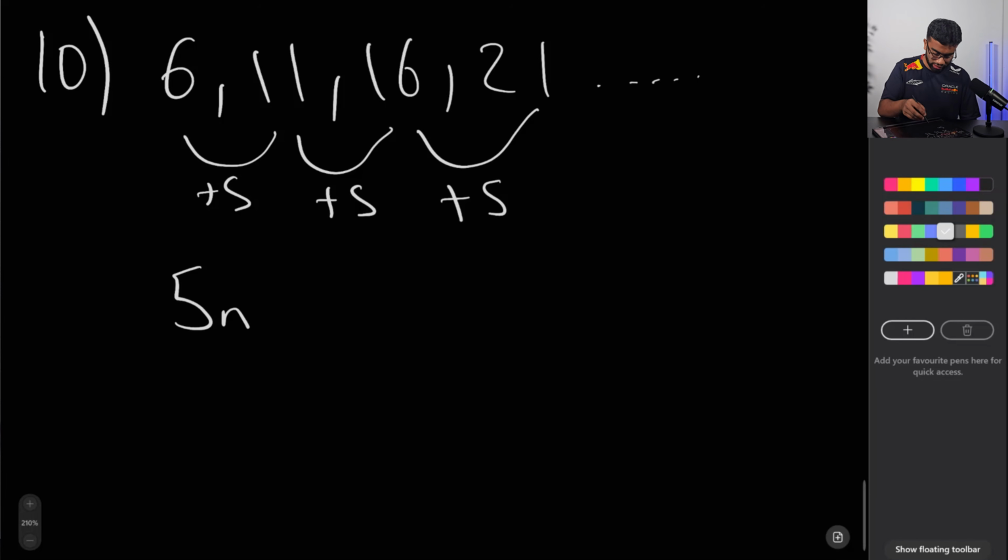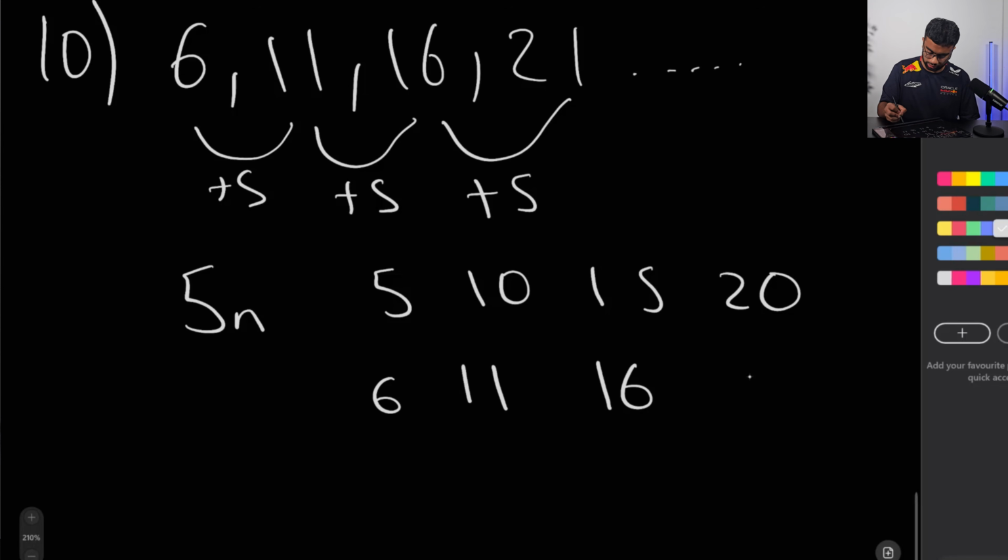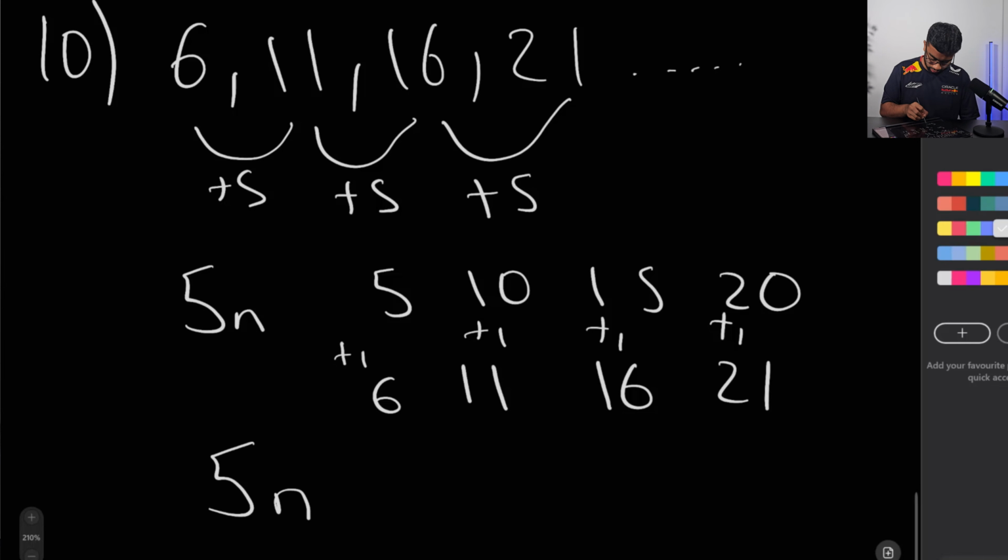So we'd have 5n as the first part of our term for the sequence. And if we write out what the 5n values are, it'd be 5, 10, 15, 20. And if we compare this to our numbers, which are 6, 11, 16, and 21, you can see that in each term, the difference is plus 1. You have to add 1 to get from 5n to what we want. So we can say that the nth term for our sequence is just 5n plus 1. And that is how you complete this question.